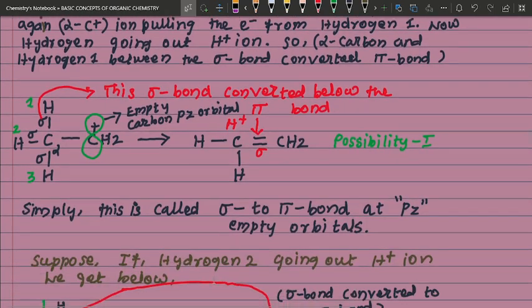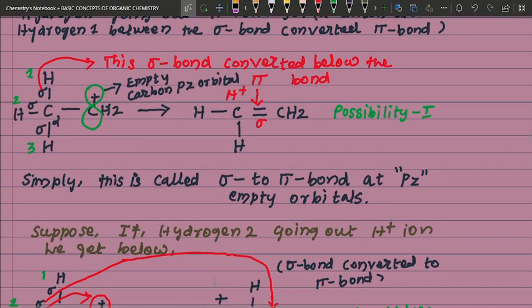Please, this is an important topic. If you are confused, please watch this video again. Here, this sigma bond is converted to the pi bond below. See here, the pi bond, but now this hydrogen attained H plus. This is possibility 1. Simply, this is called sigma to pi bond at the pz empty orbital.